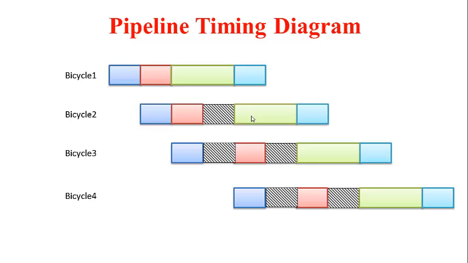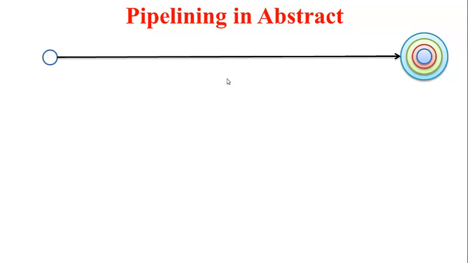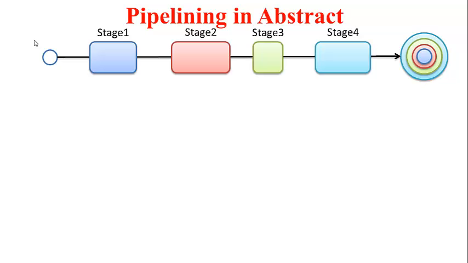In this pipeline timing diagram, can you tell what the y-axis represents? And what does the x-axis represent? The y-axis represents in the downward direction different units of work which enter and exit the pipeline, and the x-axis represents time. So pipelining in abstract is nothing but breakdown of work that must be done into various stages.